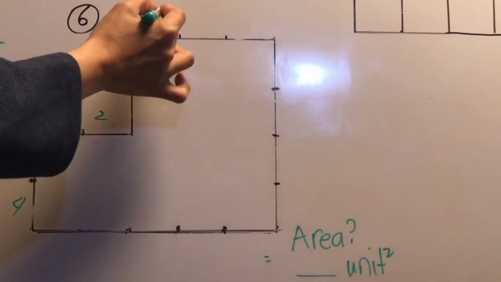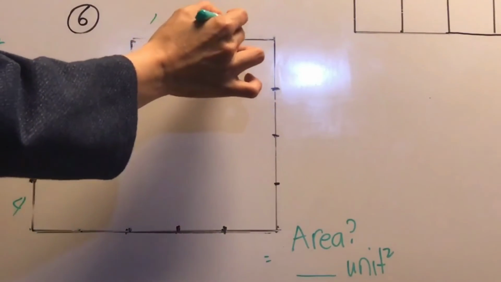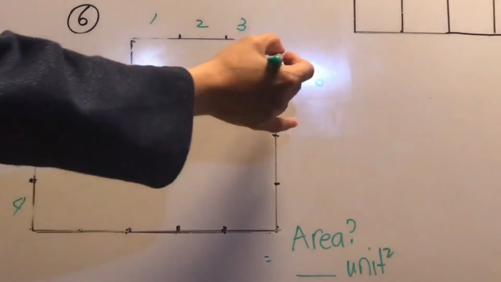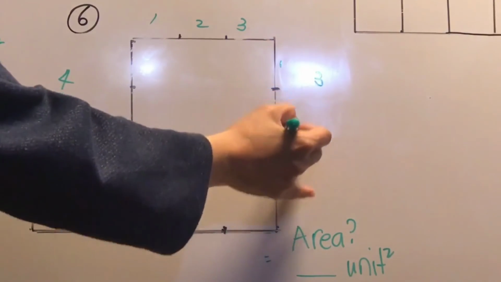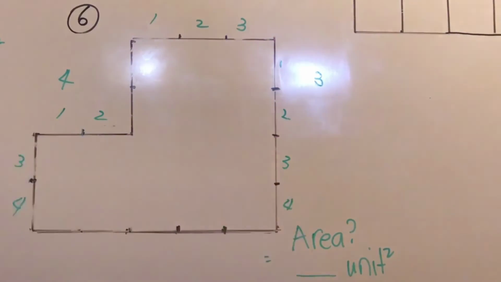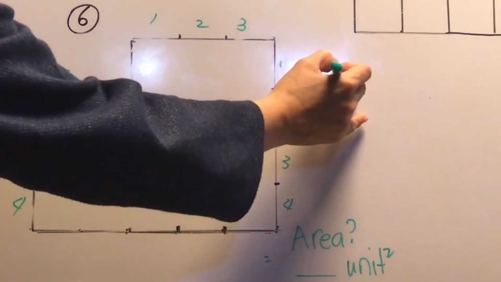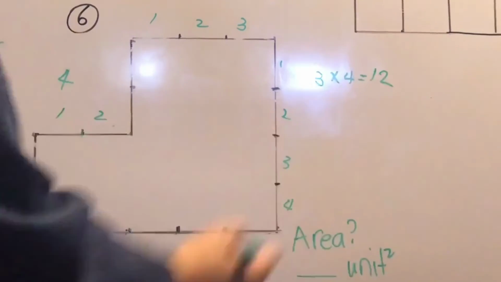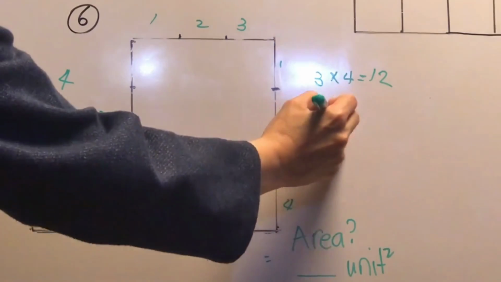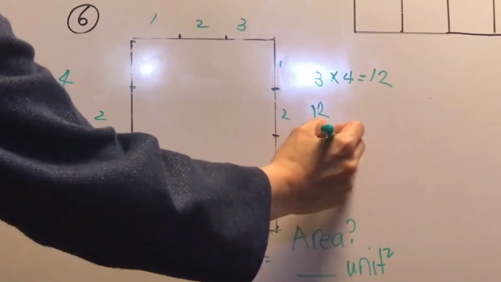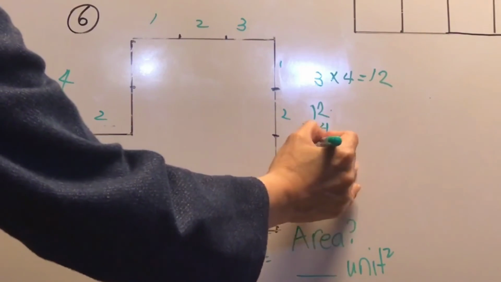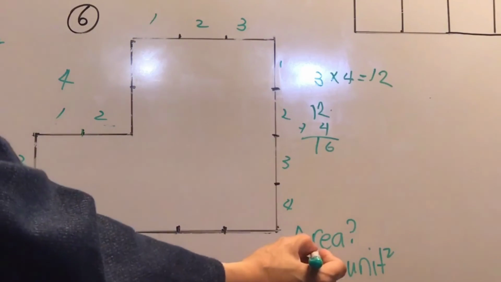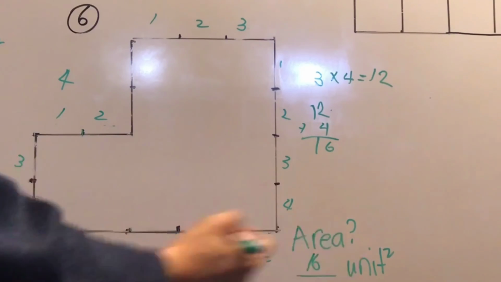In here we have 1, 2, 3 across. 3. Going down we have 1, 2, 3, 4. So 3 times 4 equals 12. So 12 plus 4 is 16. So the area of this shape is 16 square units.